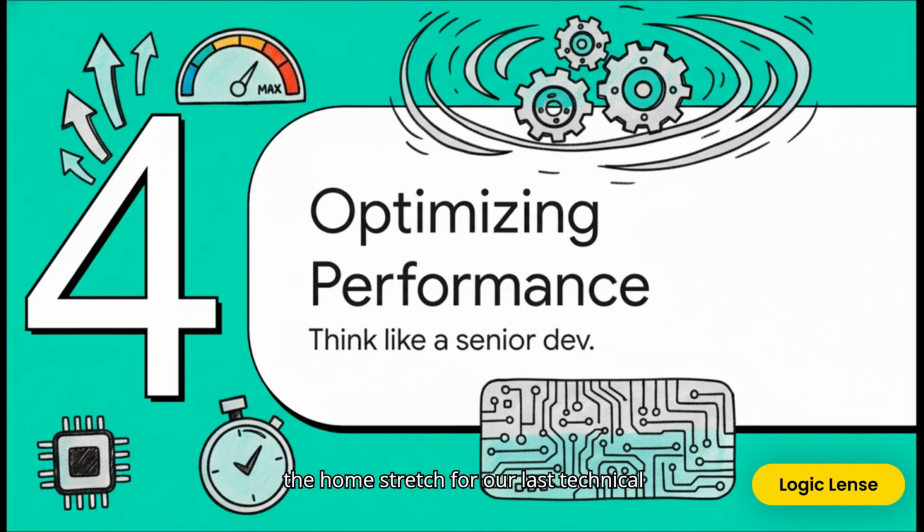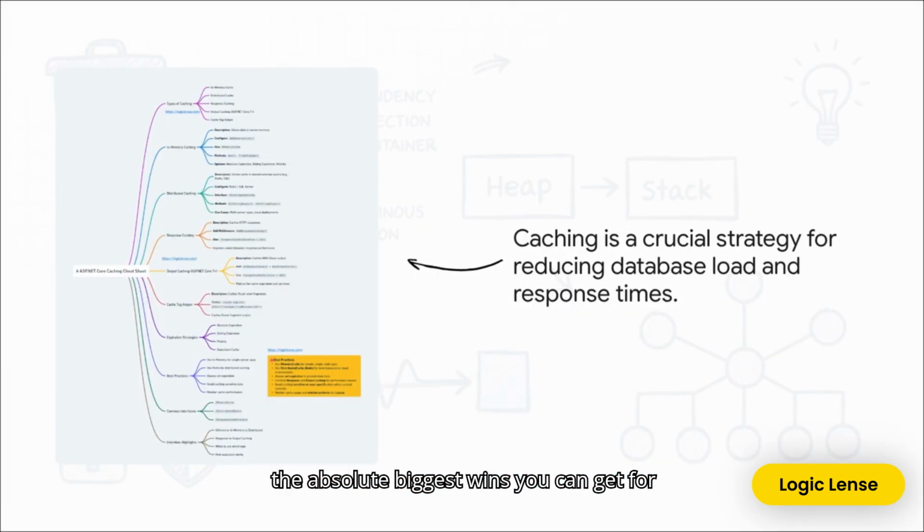Okay, we're on the home stretch. For our last technical deep dive, let's talk performance. Honestly, knowing how to optimize an application, that's a huge sign that you're operating at a senior level. And one of the absolute biggest wins you can get for performance is caching. The main idea is super simple. You just store a copy of data that's expensive to get and doesn't change very often somewhere fast, like in memory. This stops you from having to go all the way back to the database every single time. And man, it can make your application fly.